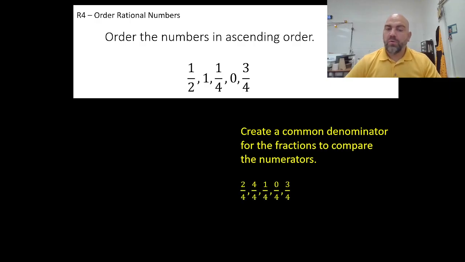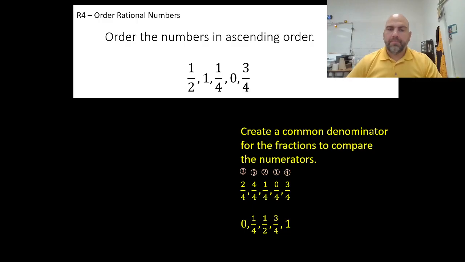Okay, we have 2/4, 4/4, 1/4, 0/4, and 3/4. Now we label them from smallest to biggest, so 0, 1, 2, 3, and 4, and then write them back out in their original state, from ascending, lowest to highest. So we start with a 0, and then 1/4, 1/2, 3/4, and 1. Always write them back out in their original state.